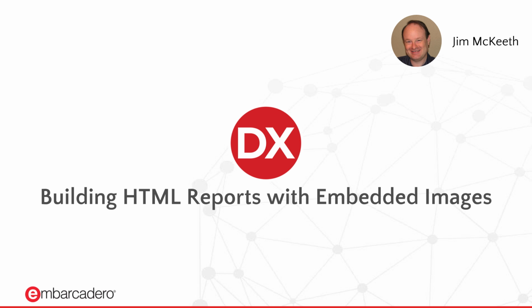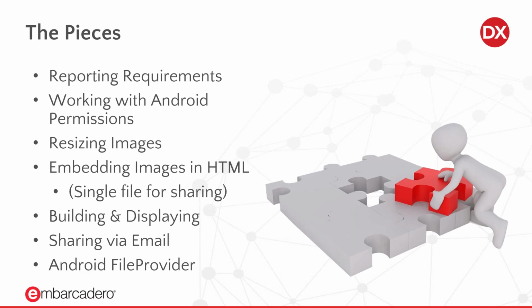So I'm going to move through it quickly, but I'll make sure all the information is available for you to refer back to. The pieces involved here: I had to work with Android permissions to save files, which is also required for pictures and stuff like that. Also resizing the images because we don't want to embed huge images. And then we're going to embed images in HTML so we have a single file for sharing. Build it and display it, and share it via email, and that requires working with the FileProvider on Android.